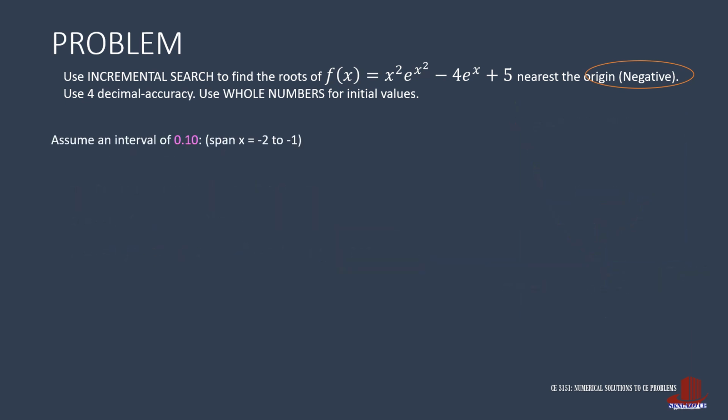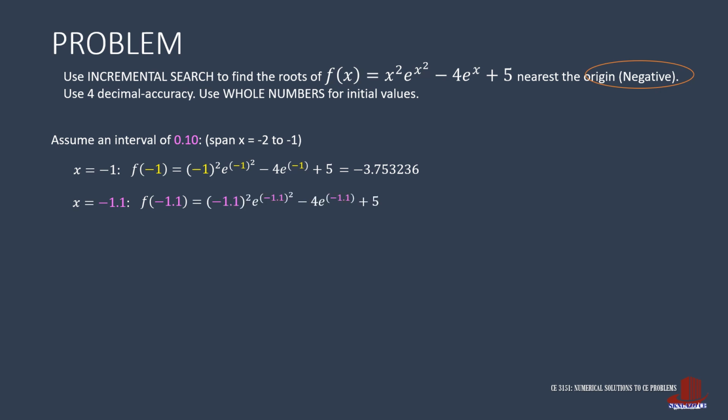Since we already identified the interval between negative 2 and negative 1, we can assume a smaller increment of 0.1, and the reference limit is at x of negative 1. We use the upper limit, which means we subtract the increments. So the first iteration is negative 1.1, where the function becomes the square of negative 1.1 with e raised to negative 1.1 squared, minus 4e raised to negative 1.1, plus 5. This gives negative 2.273768.